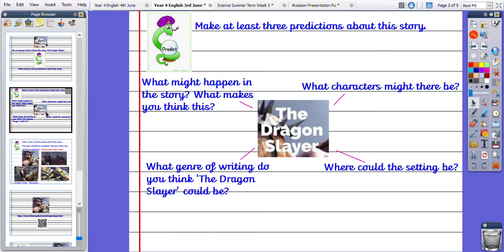Now we only have the title, so what can we use from the title to help us in our prediction? So pause the video and make at least 3 predictions in your book, and when you are ready you can press play and we will continue our learning.